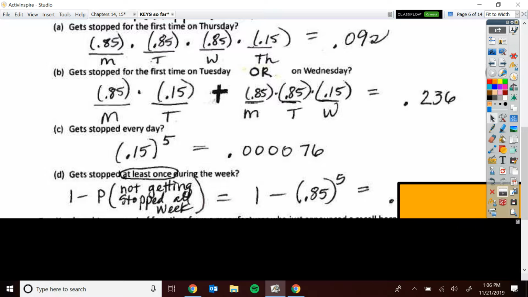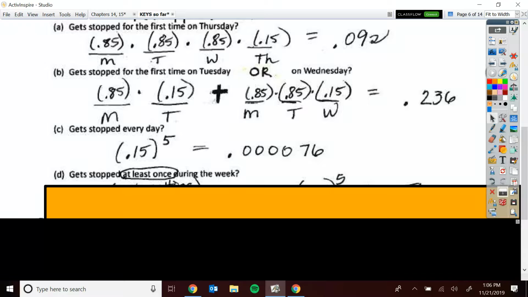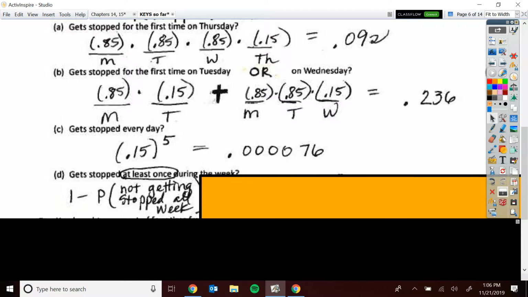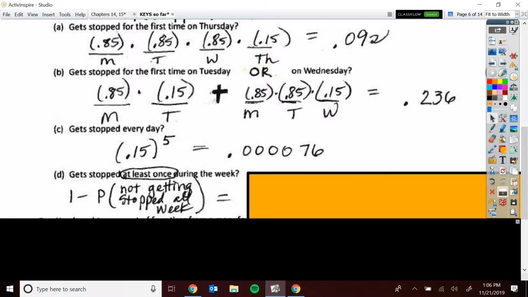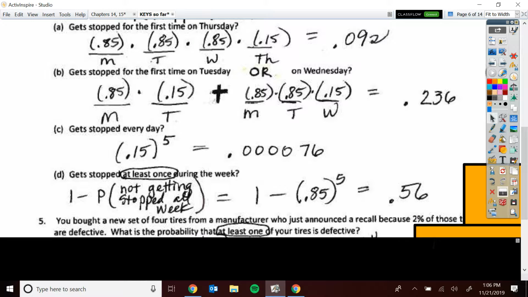Okay, and then here's another at least one. What's the probability you get stopped at least once during the week? So that's all the combinations except the none. So 1 minus the probability of not getting stopped at all. And so that's 0.85 to the fifth power, because that's all not getting stopped at all. So that is your 0.56.